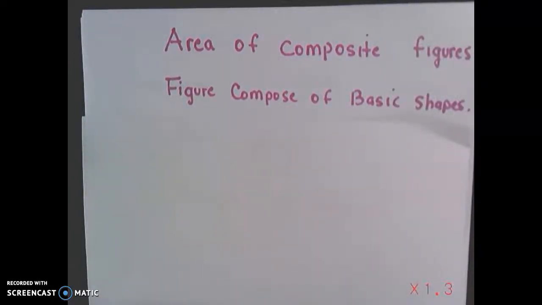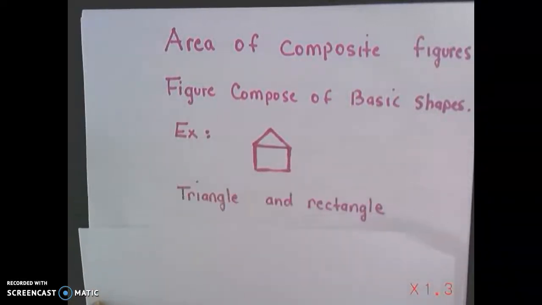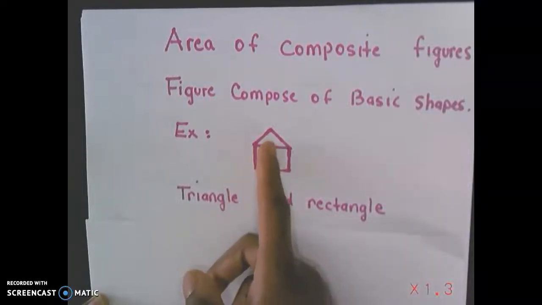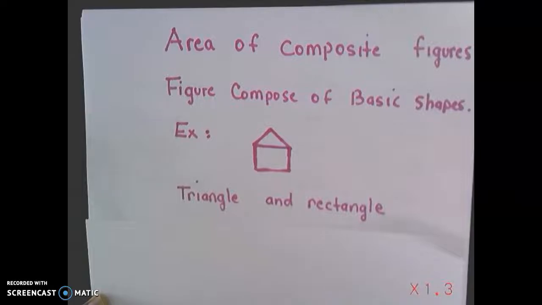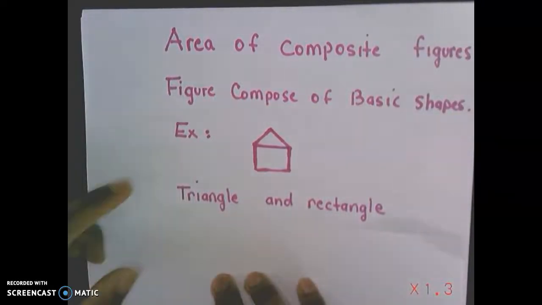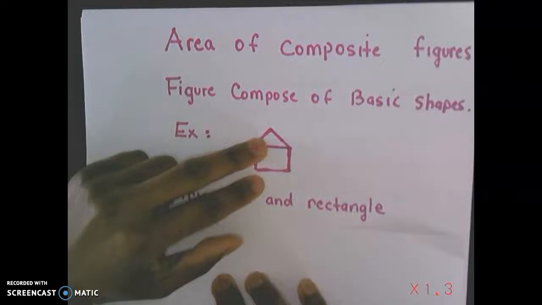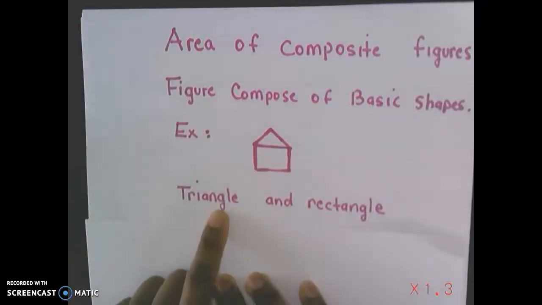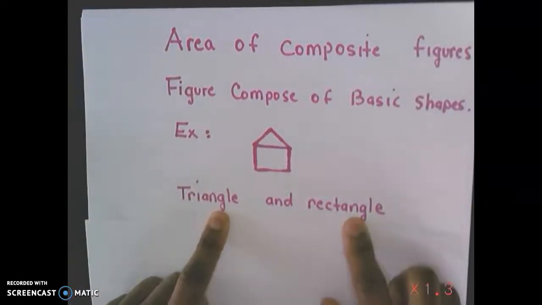So basic shapes. And later on in the video, I'm going to give you an opportunity to write down what I consider the basic shapes. But this is just an example of a composite figure. So this composite figure is going to be composed of a triangle and a rectangle. And so again, this is a composite figure because it's composed of two basic shapes, and that's going to be a triangle and a rectangle.